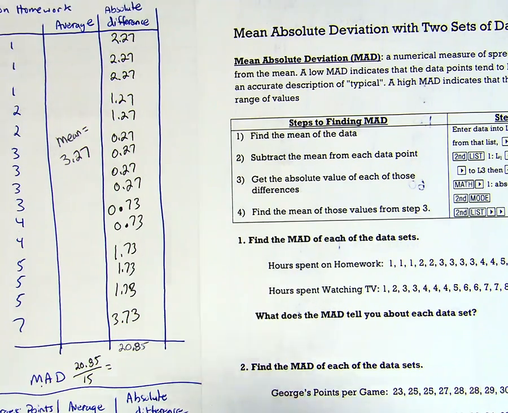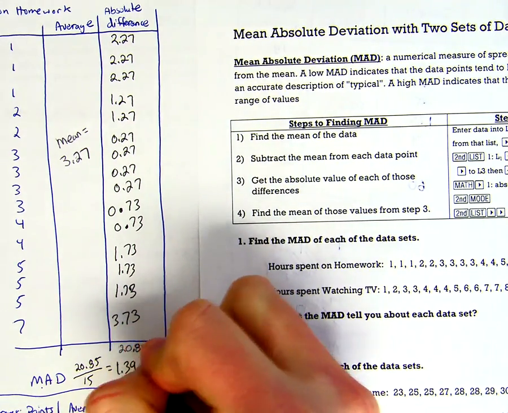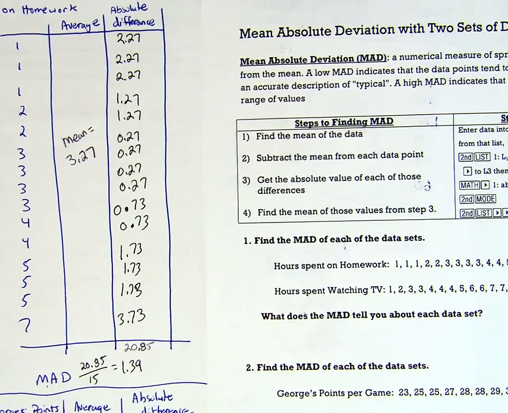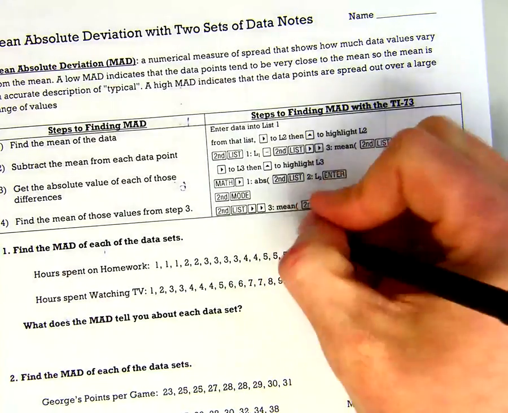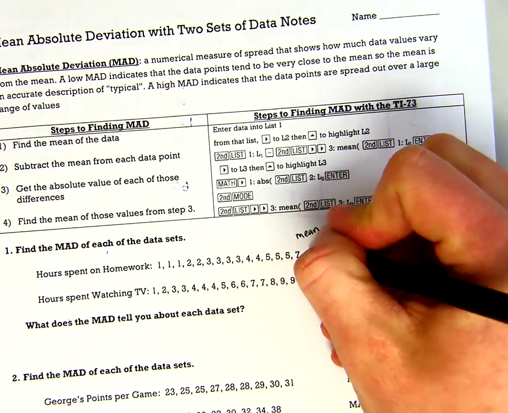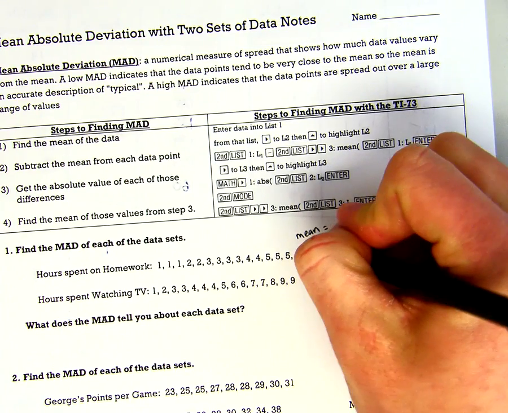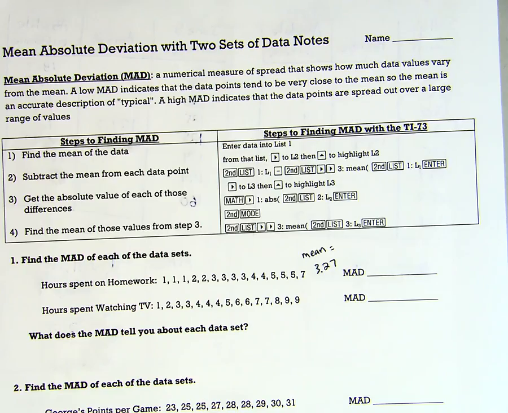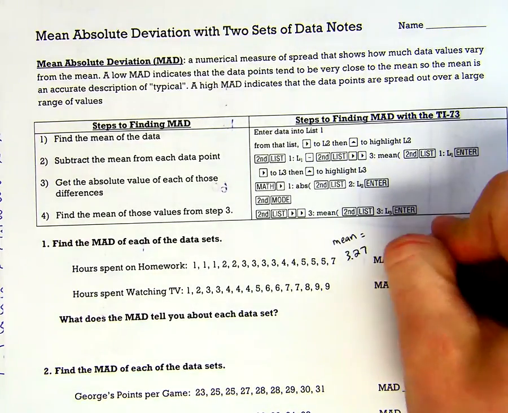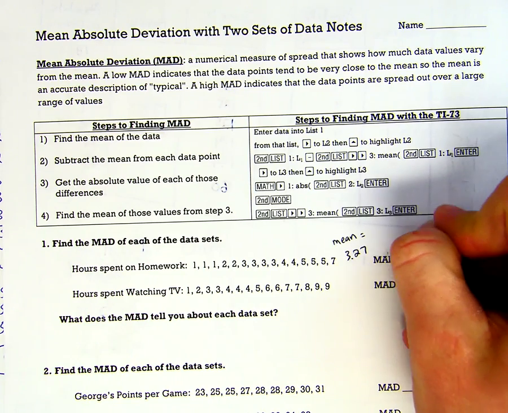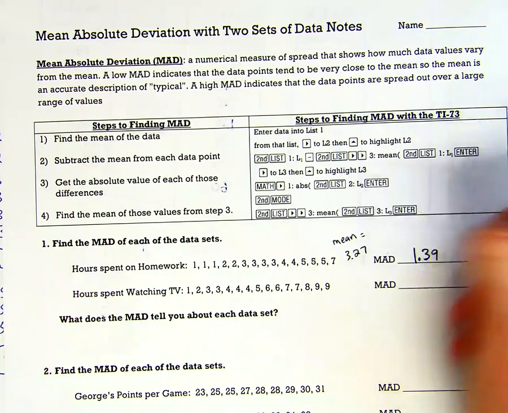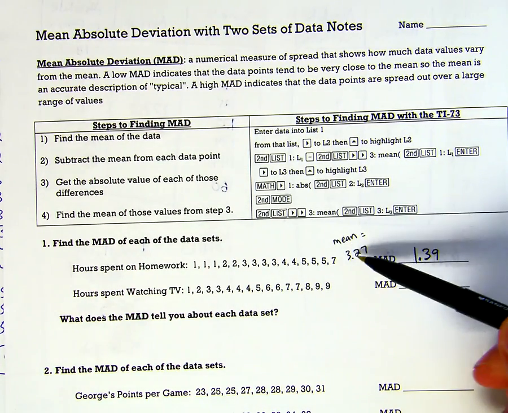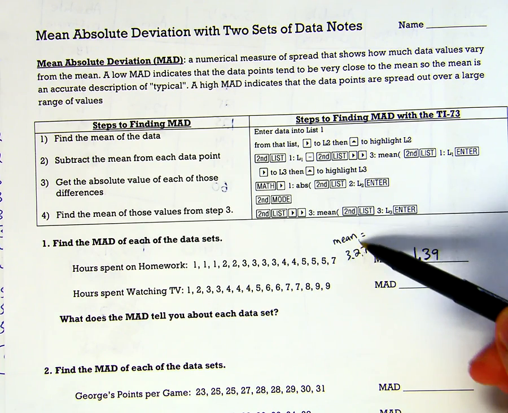And I get an answer of 1.39. Okay? So my average, my mean for this data set is 3.27. The mean absolute deviation is 1.39. So on average, a data point is about 1.39 away from this average right here.